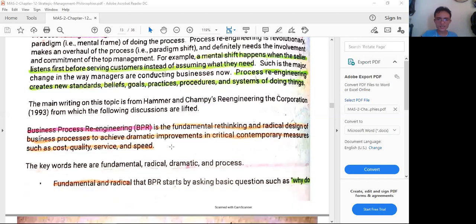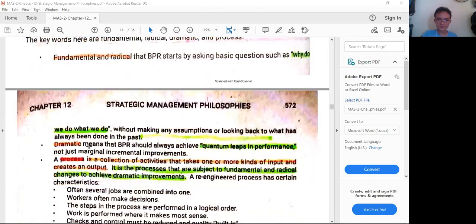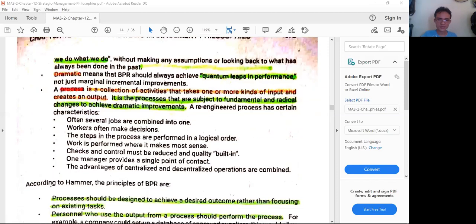I said rethinking, radical, meaning major design improvement in critical contemporary measures such as cost, quality, service, and speed. So dramatic means quantum leaps, like major movements from one area to another, not just marginal, incremental, or little by little change.